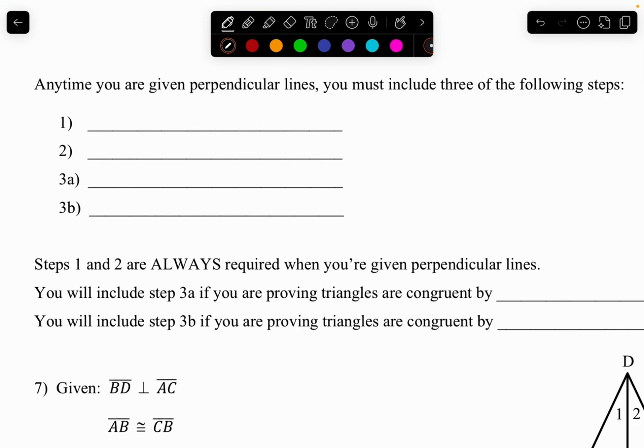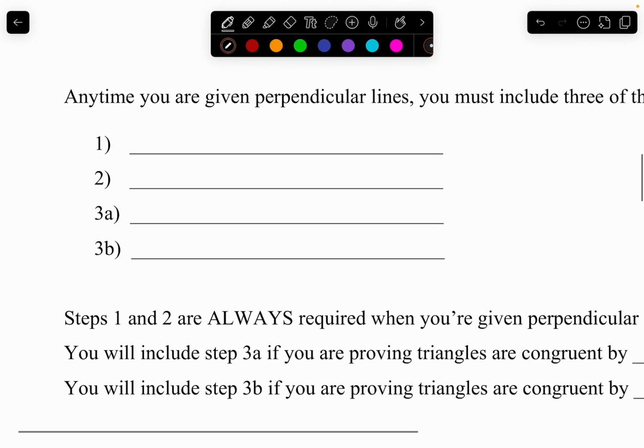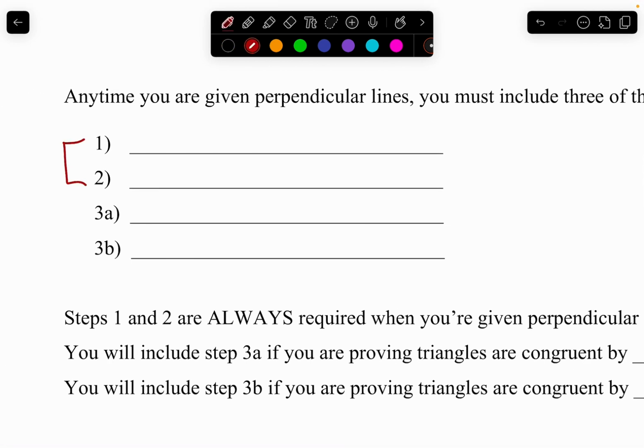Okay. So we are going to be talking a lot about perpendicular lines today because we have to have right triangles in order for us to use hypotenuse leg to prove congruency. So anytime that you are given perpendicular lines, you must include 3 of the following steps. Notice that numbers 1 and 2, you have to do every time. And then for your 3rd step, you're either going to have option A or option B. It just kind of depends on how we're proving congruency.